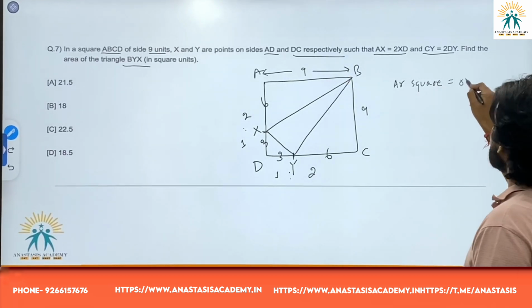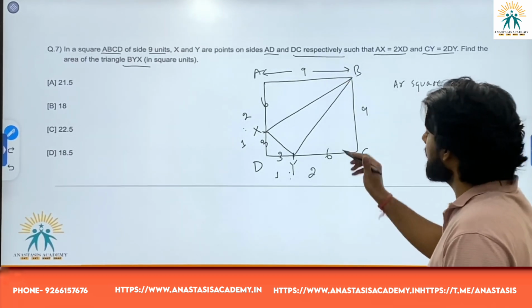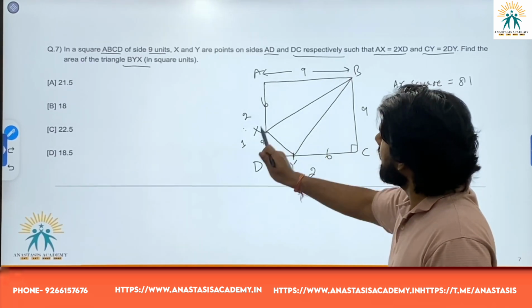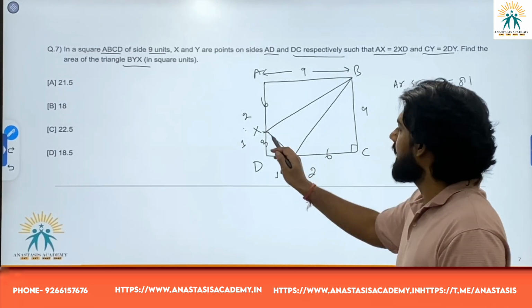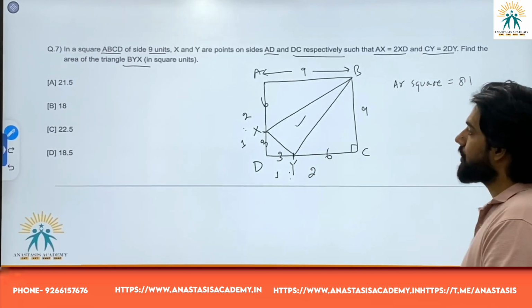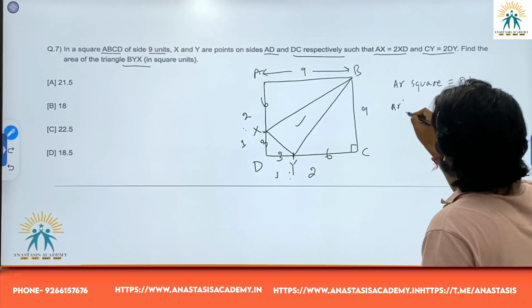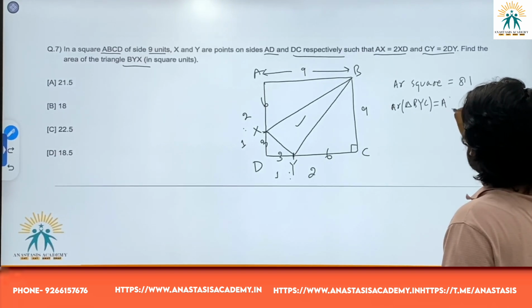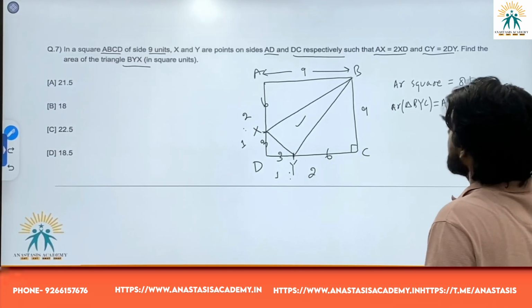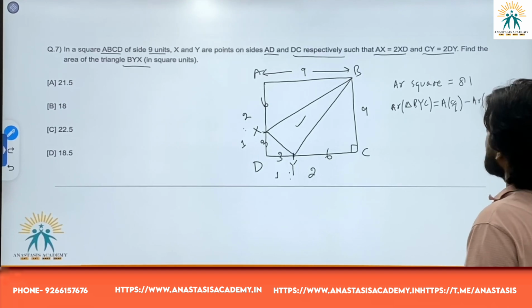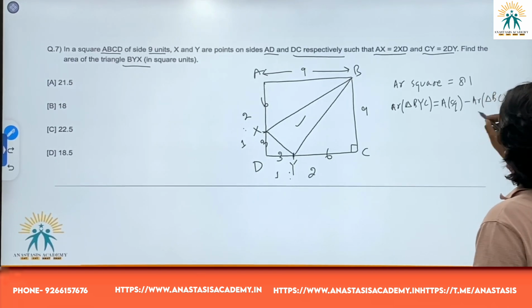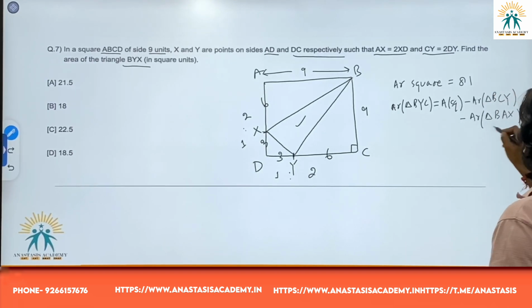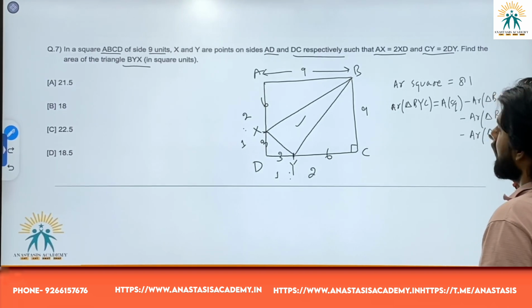And I need to subtract the area of these 3 triangles, that is BYC, BAX, and XDY, to get the area of this triangle. So area of triangle BYX will be area of square minus area of triangle BCY minus area of triangle BAX minus area of triangle XDY.